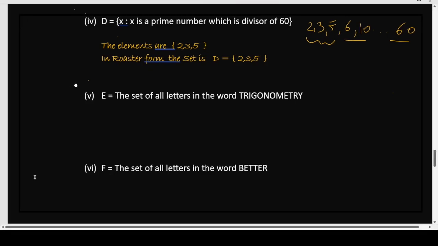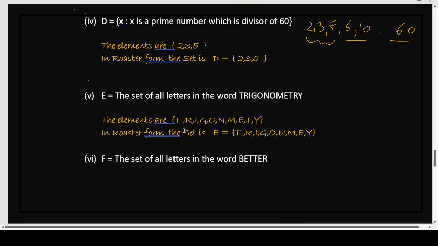Next one. E is the set of all letters in the word trigonometry. Here you have to write all the letters, removing the repeating letters. The elements are T, R, I, G, O, N. O is repeated, so I'm not writing it again. M, E, T, R is again repeating, so I am not writing it. Y. These are the elements. In roster form, the set is E equals T, R, I, G, O, N, M, E, Y.